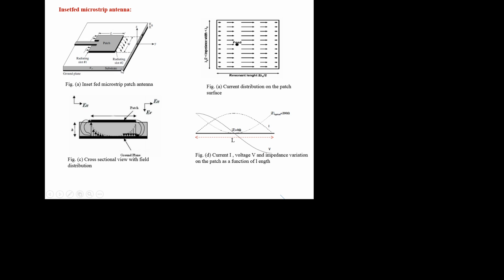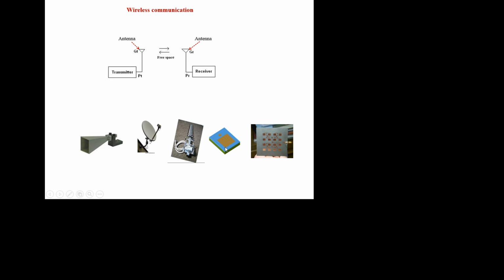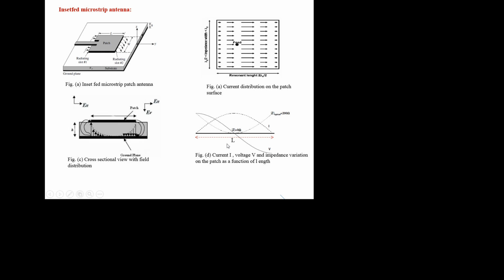There are different types of microstrip antennas, and in your syllabus in the laboratory, we are implementing inset fed microstrip antenna. This is inset fed microstrip antenna. This is a microstrip structure. In the microstrip structure, there is a rectangular patch. Like this is a rectangular patch with a particular length.